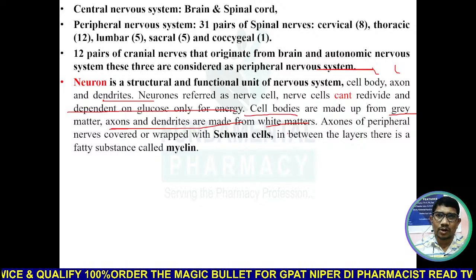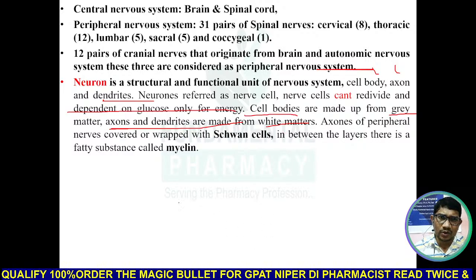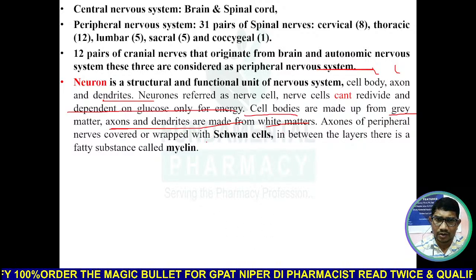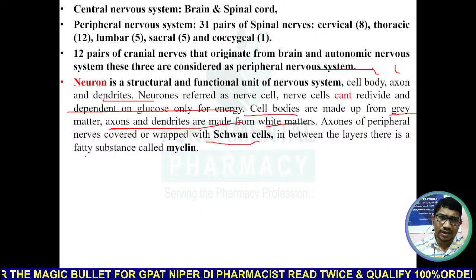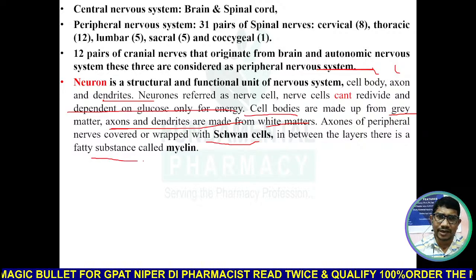So axons of peripheral nerves are covered or wrapped with a Schwann cell. In between the layers of Schwann cell, there is a fatty substance known as a myelin.